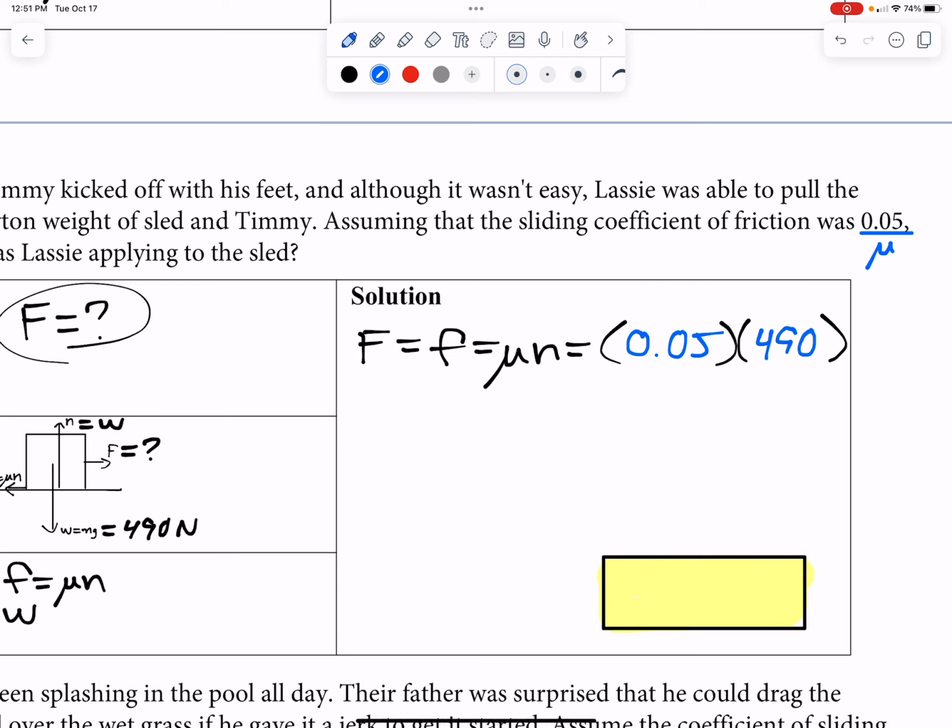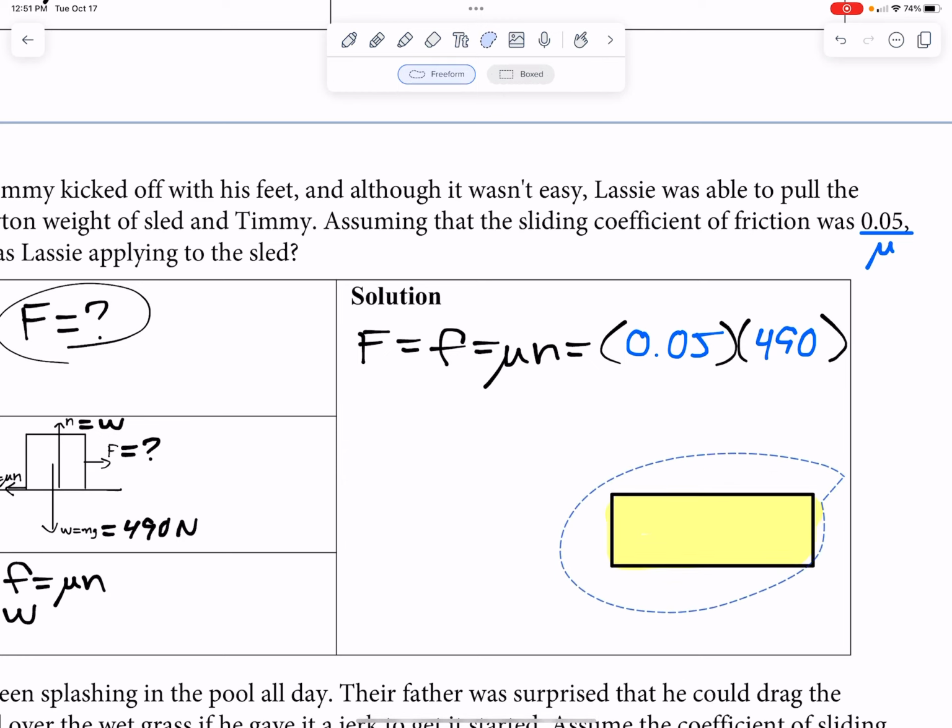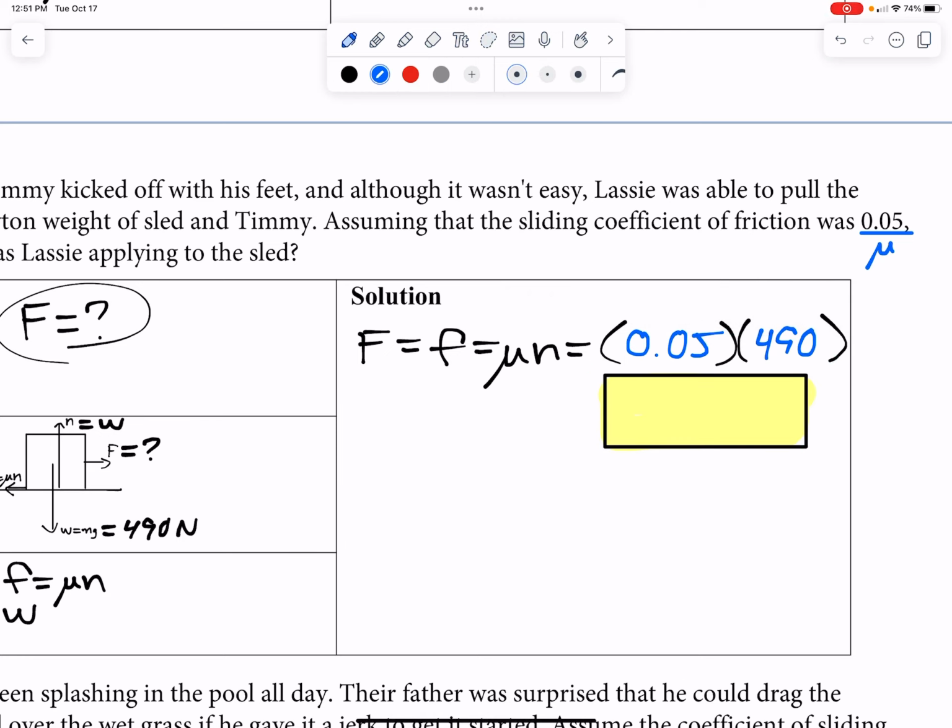Everybody, please take a moment to put that in your calculator, and let's see how much force the dog is pulling Timmy and the sled with. Okay, if you did this right, you should have gotten about 24.5 newtons.